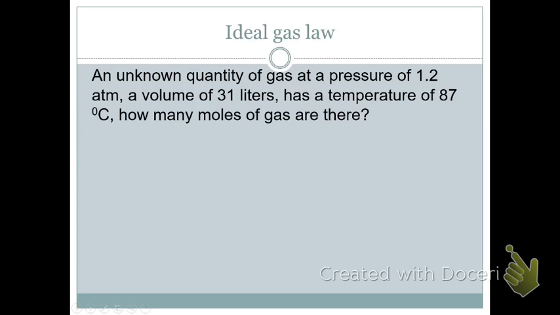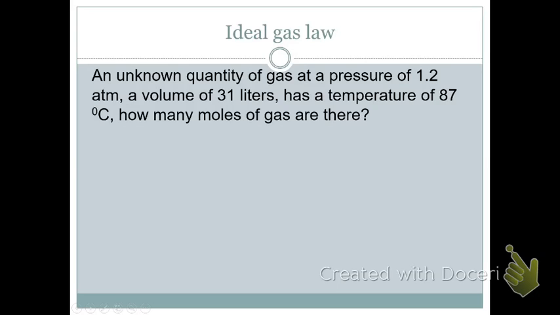Look at this one. An unknown quantity of gas at a pressure of 1.2 atmospheres, a volume of 31 liters, has a temperature of 87 degrees Celsius. How many moles of gas are there? See if you can do this one by yourself, and press play when you're ready to check.